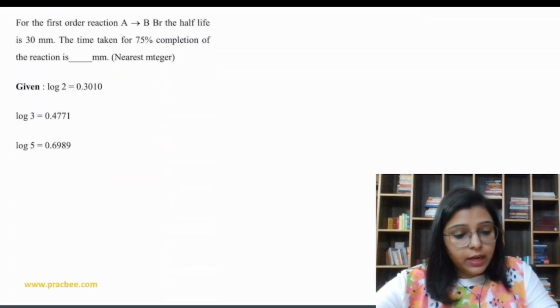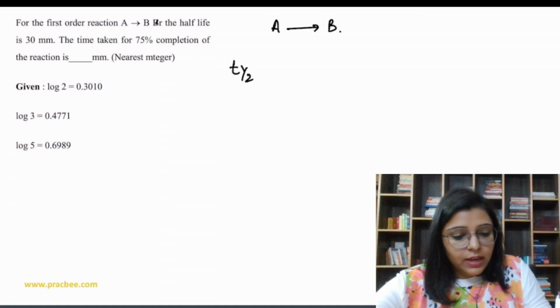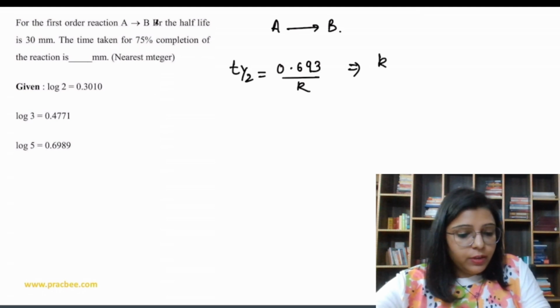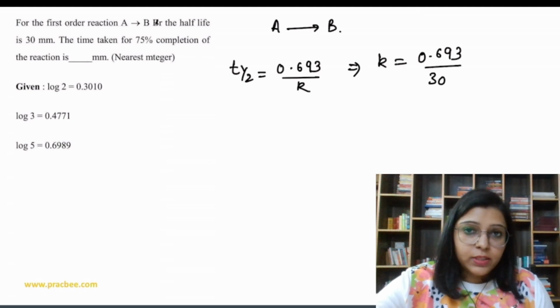For the first order reaction A to B, the half life is 30 minutes. So T half is equal to 0.693 upon K, and the value of K is 0.693 upon 30. So the time taken for 75% completion.